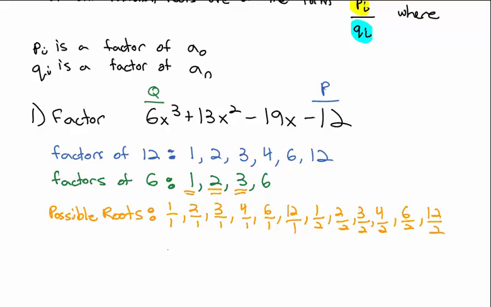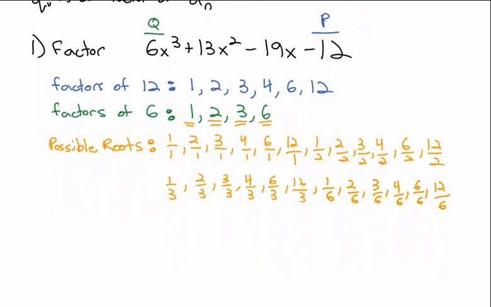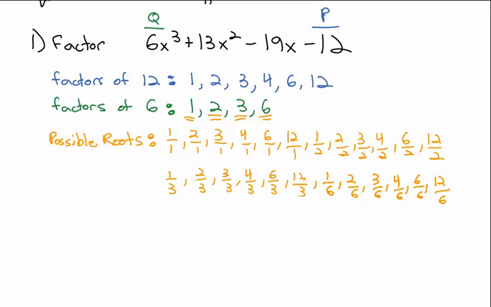Then we put them all over 3. 1 over 3, 2 over 3, 3 over 3, 4 over 3, 6 over 3, 12 over 3. Then we put them all over 6. 1 over 6, 2 over 6, 3 over 6, 4 over 6, 6 over 6, and 12 over 6. When we reduce these, we're going to get a lot of repeats and a much simpler list to work with.